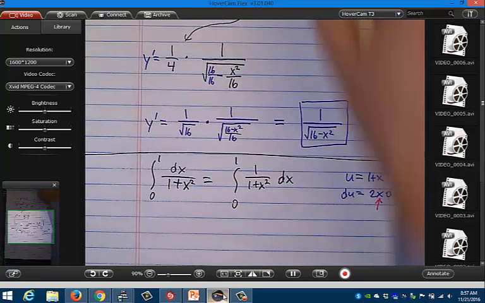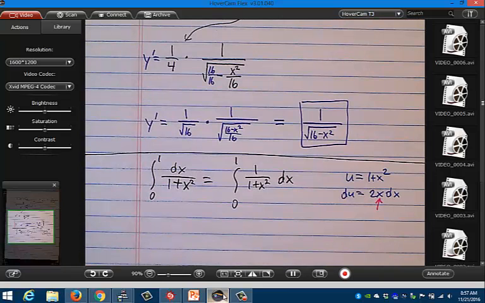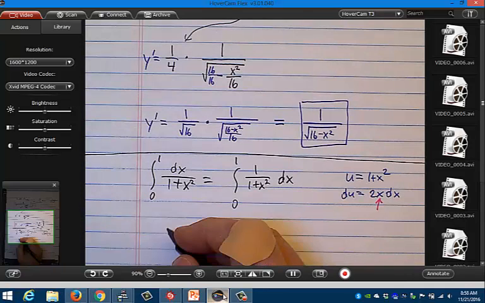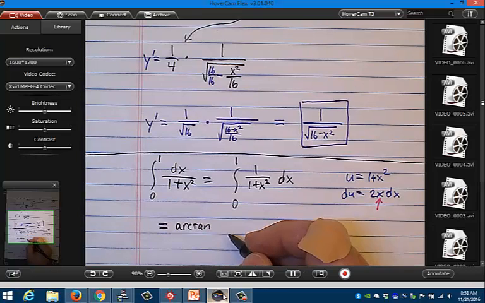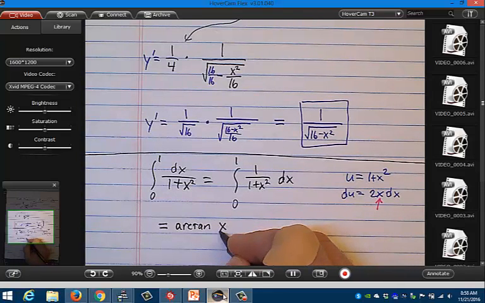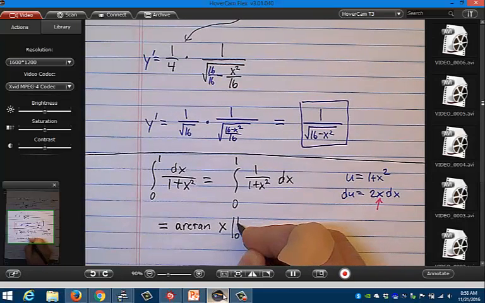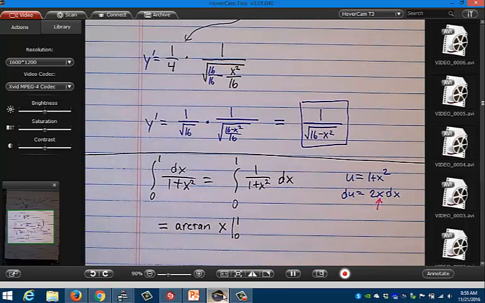Luckily, we remembered one of these derivative formulas, right? Just on the last page, I said, that function, that's the derivative of what? Of the inverse tangent, right? And so immediately, because you're going to know those for Calc 2, you're going to say, oh, that's the arctangent of x, hopefully, from 0 to 1. But it does get more difficult than that.